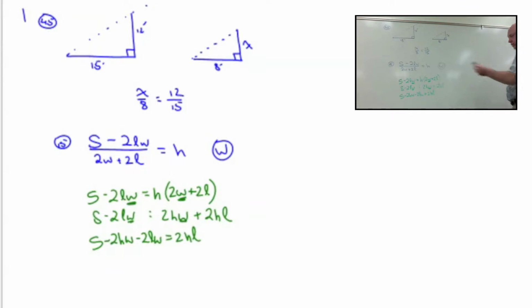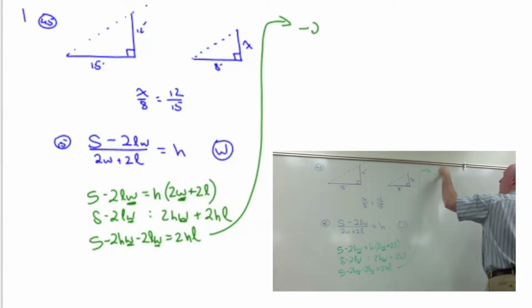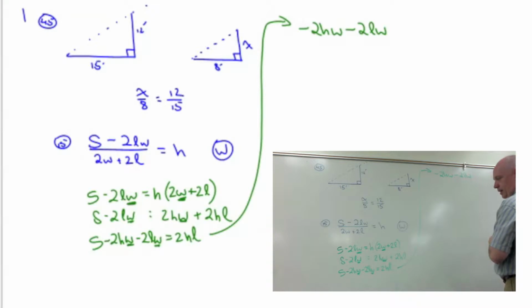Now your W's are on the same side. Now what? Subtract the S, so you get negative 2HW, negative 2LW equals 2HL on the other side, minus S. Now, what are you starting to not like about how we've written this?